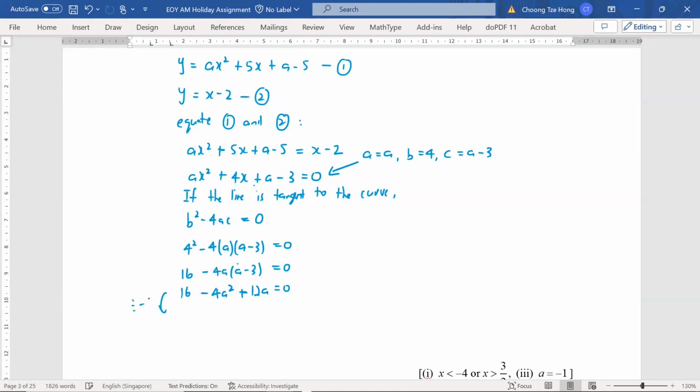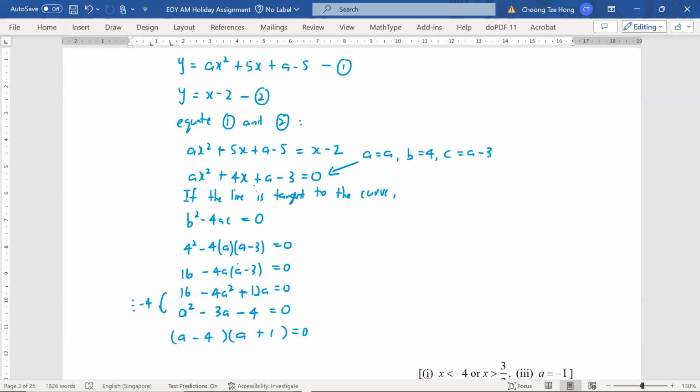Divide by -4 so that the coefficient of a squared becomes positive. If I divide by -4, it becomes a squared. 12a divided by -4, you get -3a. 16 divided by -4, you get -4. Then we will go ahead and factorize this. Always simplify an equation before you attempt to factorize it. Once you simplify, it's much easier to factorize. Same thing, expand back and check if it's correct or wrong.